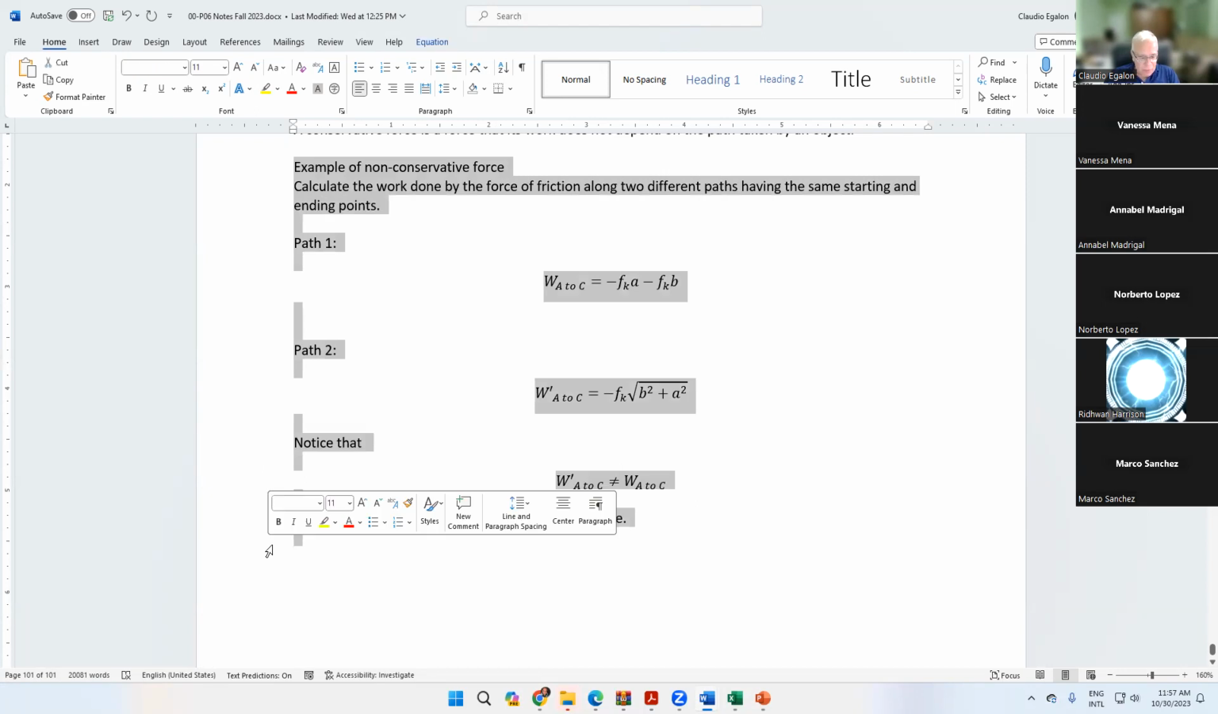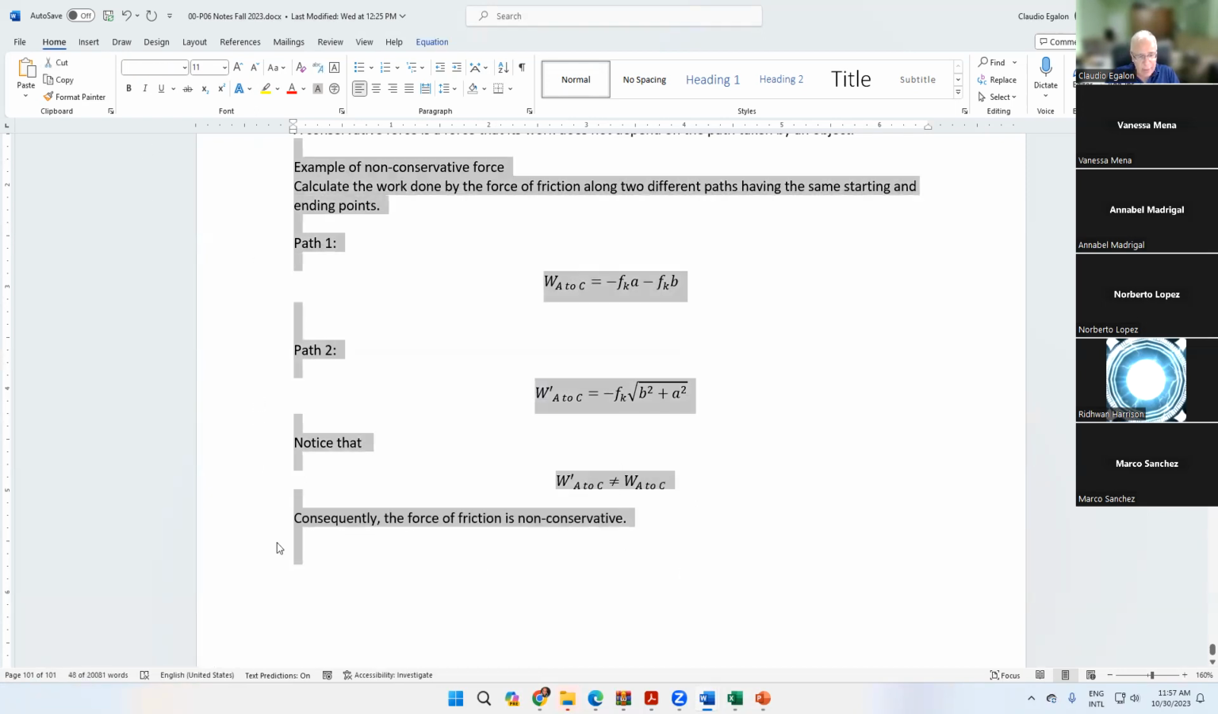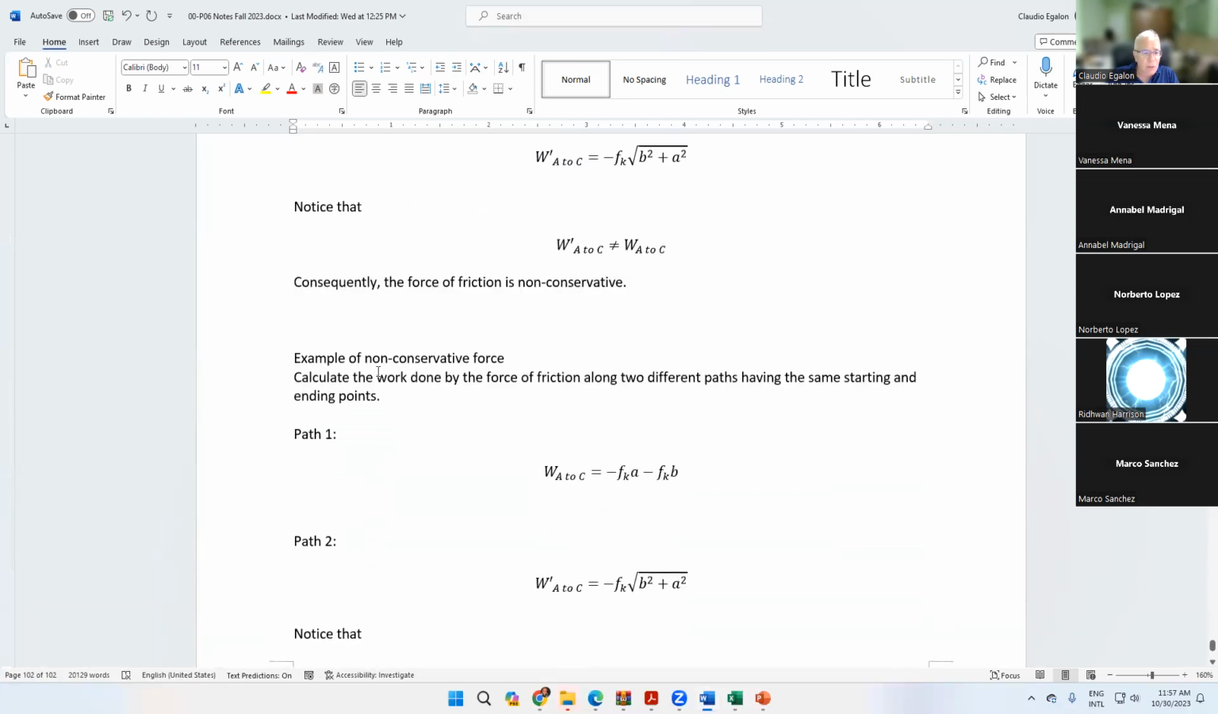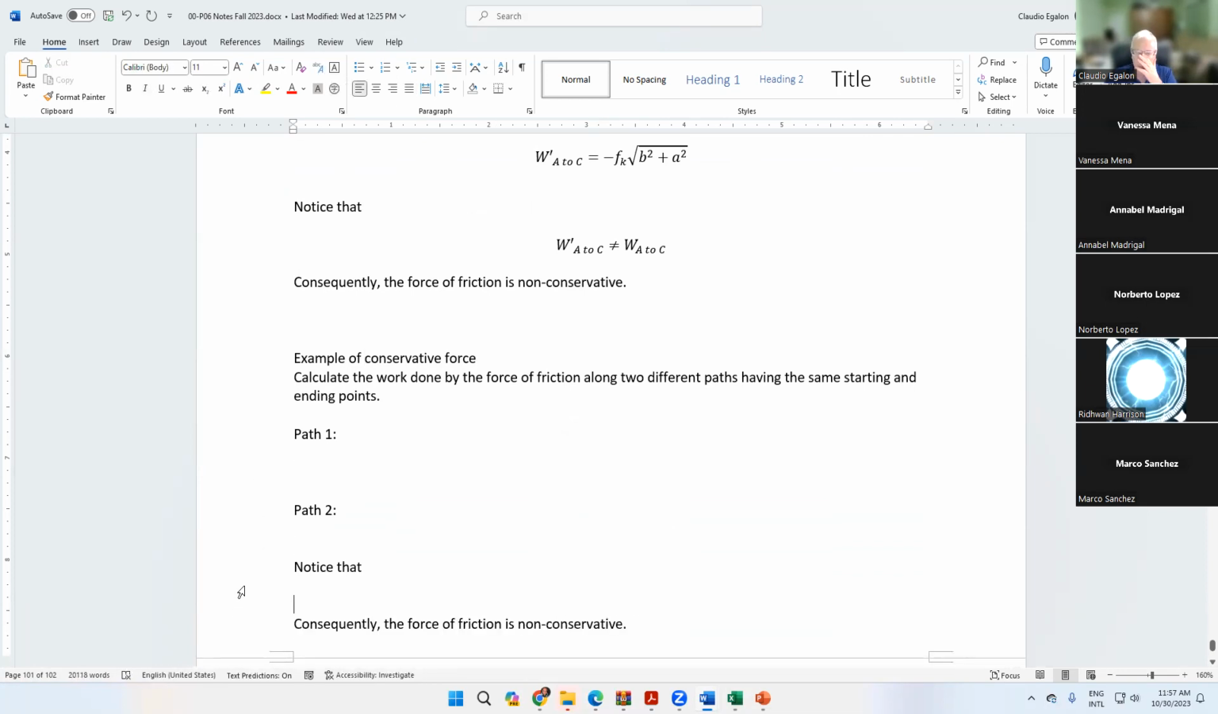I think I'm going to stop here because we have to do an example of conservative force. We're going to do the example of a conservative force next time. Between parentheses, the weight is a conservative force. Right? The weight is a conservative force.